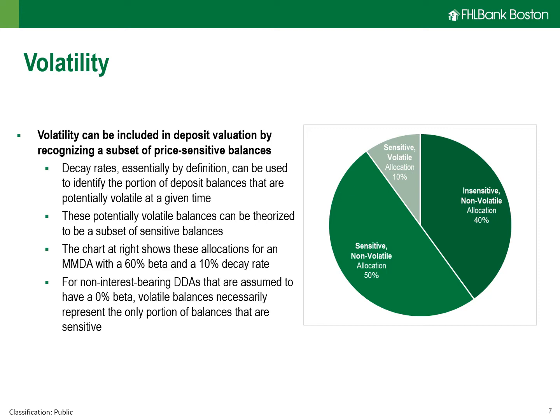If there's a 10% decay rate on the product type, then 10% of the overall balance is both sensitive and volatile, and now 50%, the 60% upfront minus the 10% volatility, is now sensitive but not volatile. That is, these balances are price sensitive, but they're not here today, gone tomorrow. The volatile balances are here today, gone tomorrow, and the non-volatile price insensitive balances are going to stick around indefinitely.